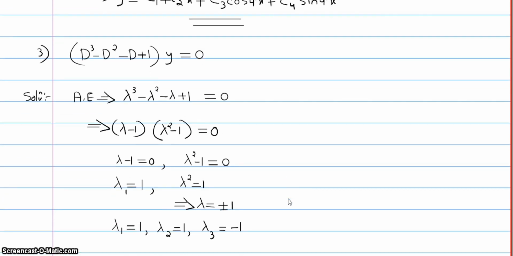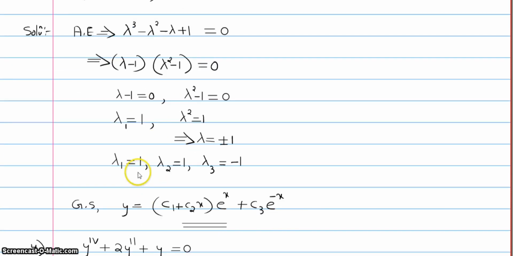Then the next problem, D cube minus D square minus D plus 1 of y equal to 0. Here it is directly given in this format, so we can directly find the auxiliary equation by replacing the capital D by lambda. So the auxiliary equation is lambda cube minus lambda square minus lambda plus 1 equal to 0. Using the factorization method, you will get the roots as lambda 1 equal to 1, lambda 2 equal to 1, and lambda 3 equal to minus 1. So two of the roots are the same here.